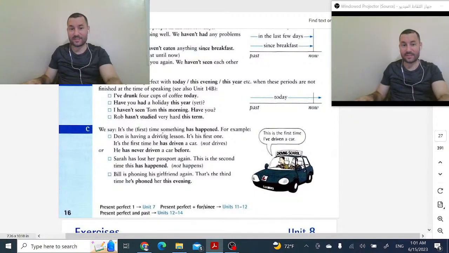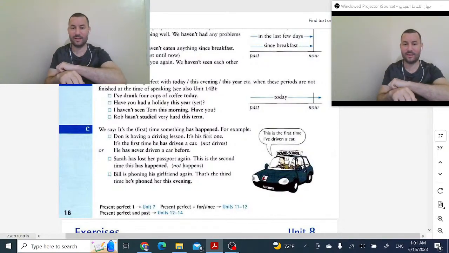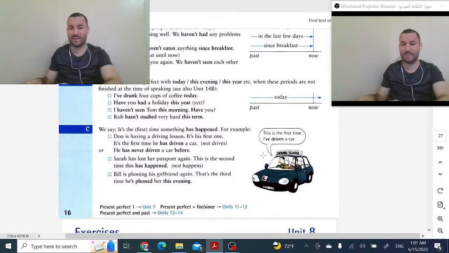When we say it's the first time something happened, for example, this is the first time I have driven a car. This is the first time I have driven a car. Don is having a driving lesson. It's his first one. It's the first time he has driven a car.